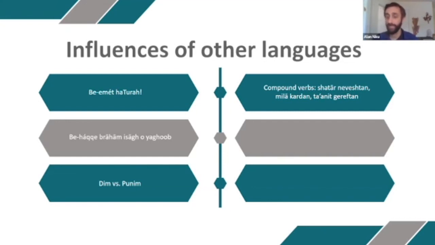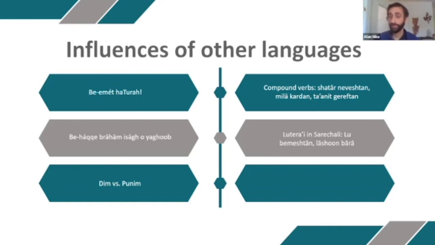Another one, ta'anit gereftan. Ta'anit is the Hebrew word for fasting. Gereftan is the Persian word for keeping or, right, getting. So ta'anit gereftan means keeping a fast. So when I was a kid, I remember asking my Muslim Persian friend if on Ramadan they do ta'anit, if they ta'anit gereftan. And he had no idea what I was talking about. And it wasn't until a few years ago that I learned that ta'anit is a Hebrew word and he wouldn't know that word. They have a different word that they use.